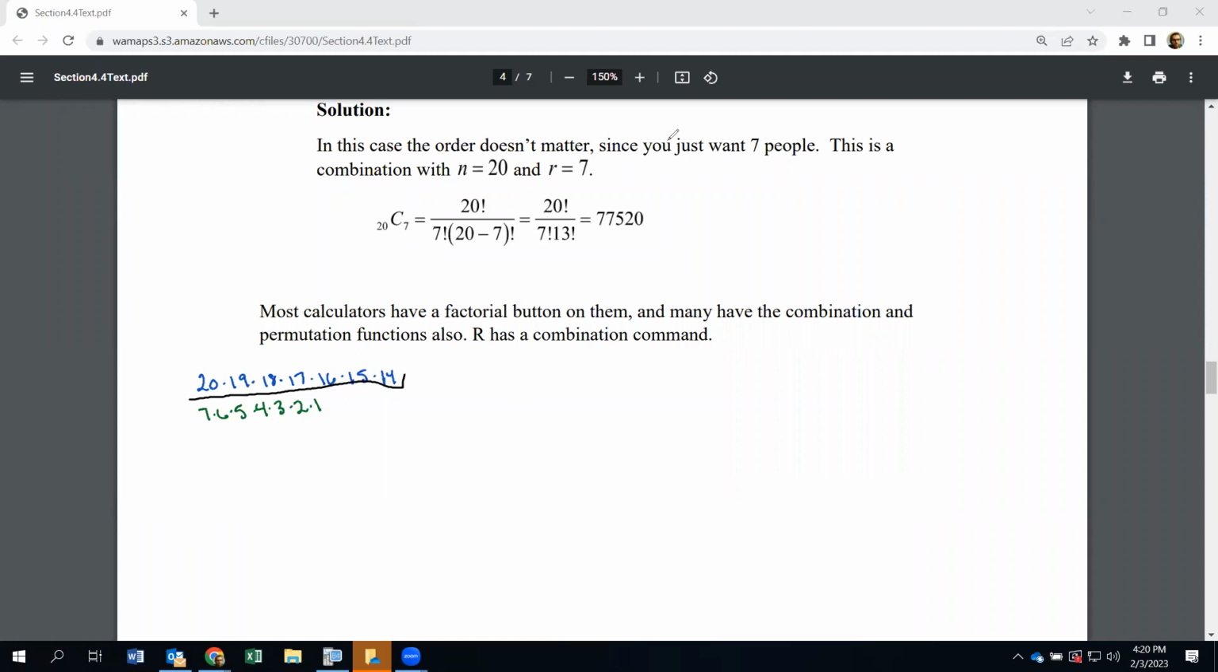So for example, I have a 7. That 7 can reduce with 14. 14 divided by 7 would leave me with 2. 6 could divide with 18. 18 divided by 6 gives me 3. 5 could divide with, say, 15. 15 divided by 5 would give me 3.